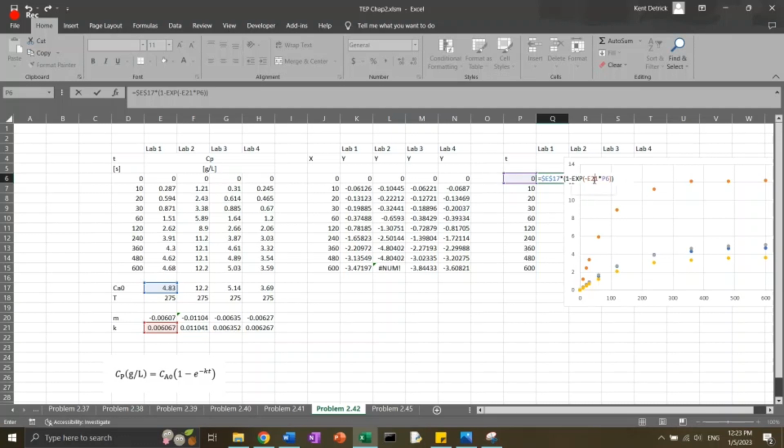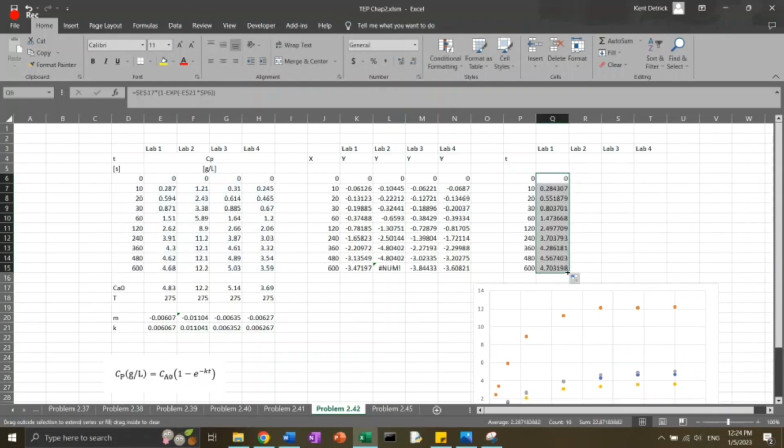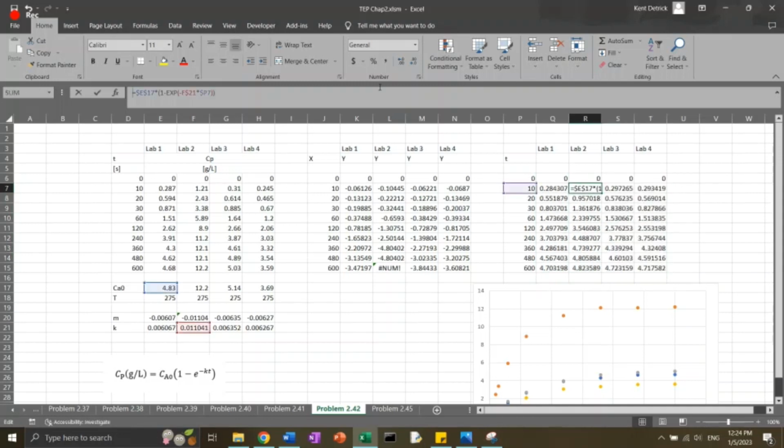And k, we want the letter to change but not the number, and t, we want the number to change but not the letter. Okay, and that's looking good. Okay, so we'll drag this down and drag this over and take a look. That looks good.